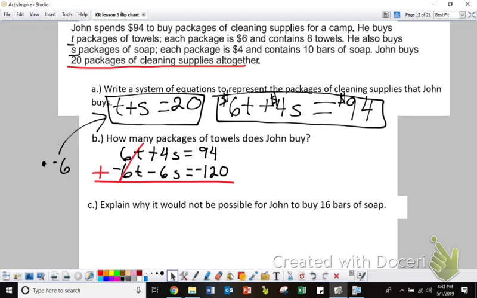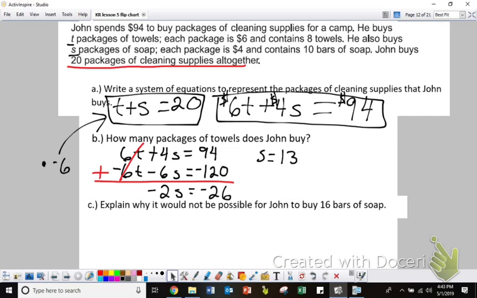Now we can go ahead, again, we're going to add these two together. The t's are going to cancel. So I'll have 4s minus 6s. So I'll have -2s is equal to 94 minus 120. It's going to leave me with -26. I still need to actually solve for s, so I'm going to divide both of these by -2, and I'll get s is equal to positive 13.